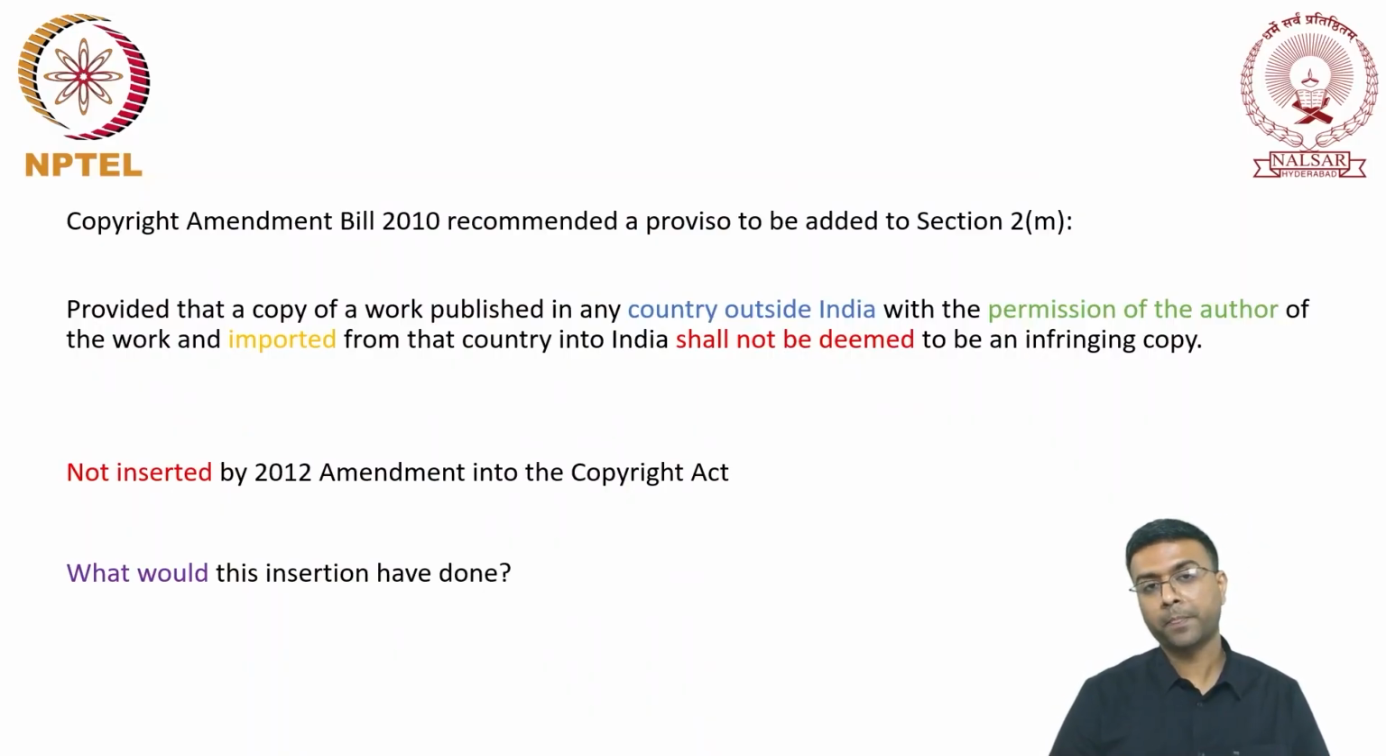An insertion that was suggested by the Copyright Amendment Bill 2010 to Section 2 Clause M was: provided that a copy of a work published in any country outside India, with the permission of the author of the work, and imported from that country into India, shall not be deemed to be an infringing copy. This particular proviso was not inserted into the 2012 amendment, and therefore, as of this current time as well, does not form part of the Copyright Act.